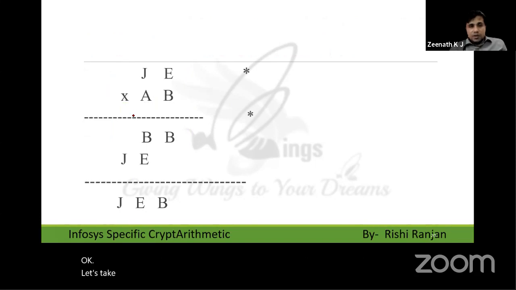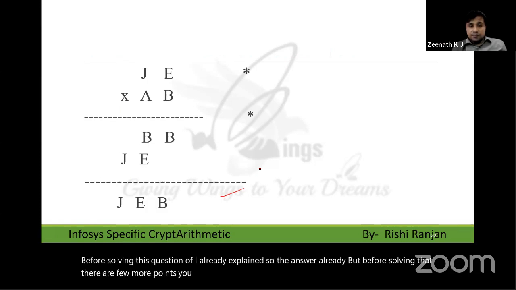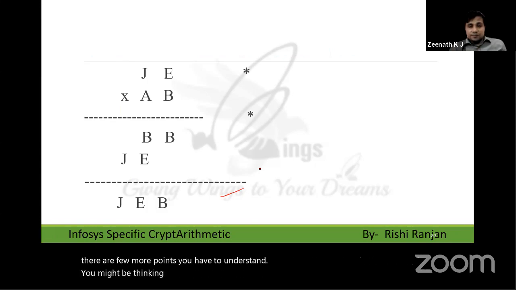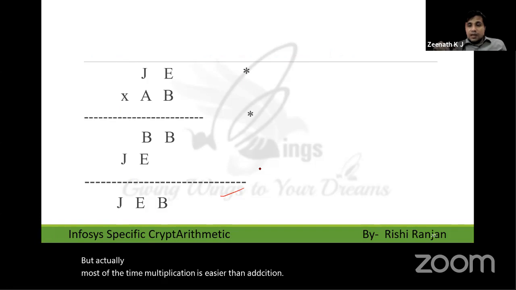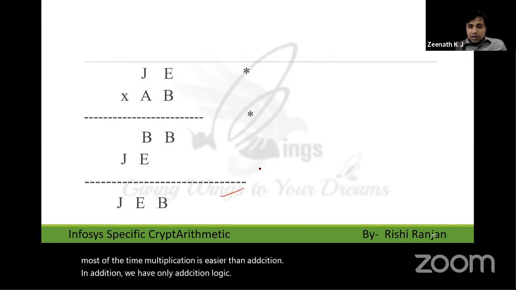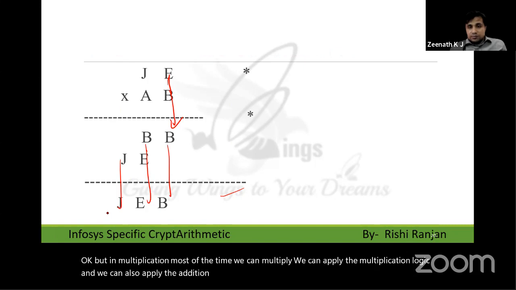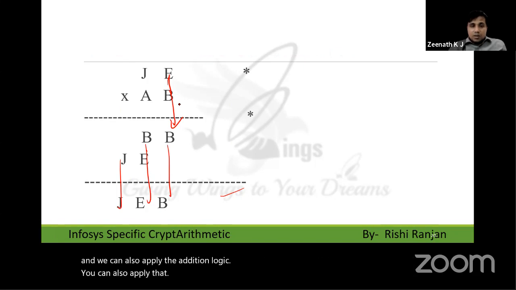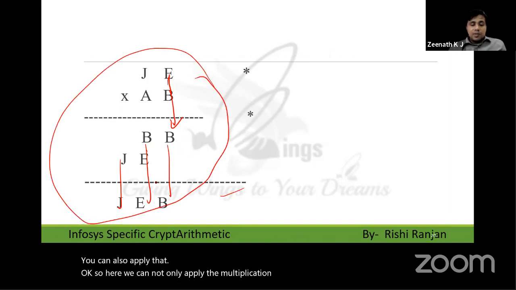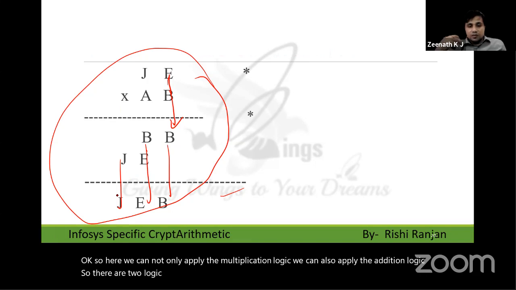Let's take this example to make you understand. As you can see, before solving this question, I've already explained, so you know the answer already. But before solving that, there are a few more points you have to understand. You might be thinking multiplication is very tough, but actually, most of the time, multiplication is easier than addition. Why? In addition, we have only the addition logic. But in multiplication, we can apply the multiplication logic, and we can also apply the addition logic. So there are two logics to help us. So this question becomes slightly easier than an addition question.